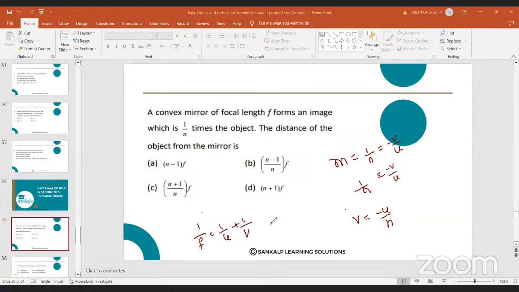We know it is minus U by N. 1 by U as it is. So if I simplify this, the answer will be option D. It is option D. Yes.